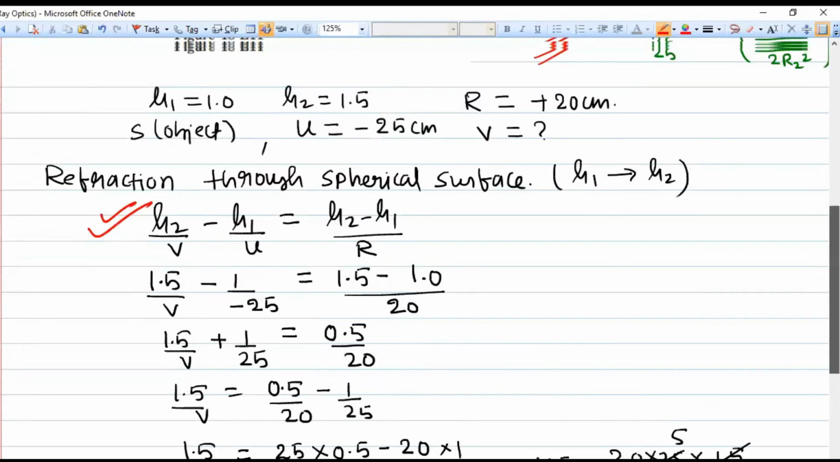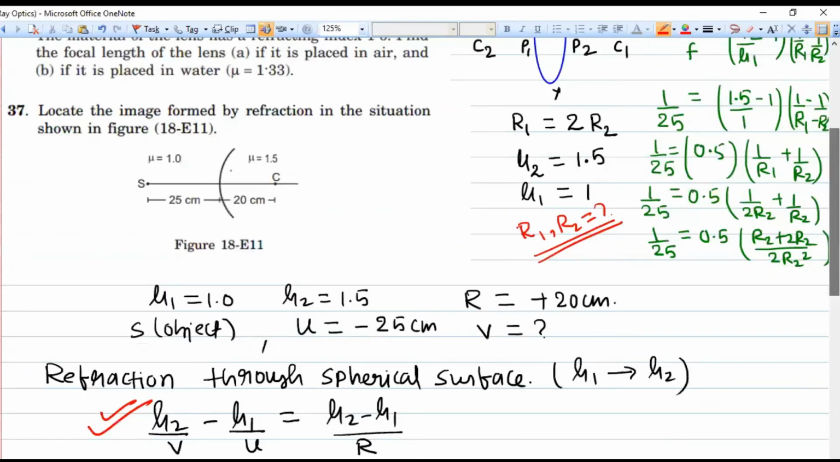You can go back to the problem. This was the problem, question number 37, you can see here. This is your question number 37. So 25 centimeter on the same side, minus 100 centimeter you need to take. Here the image will be.